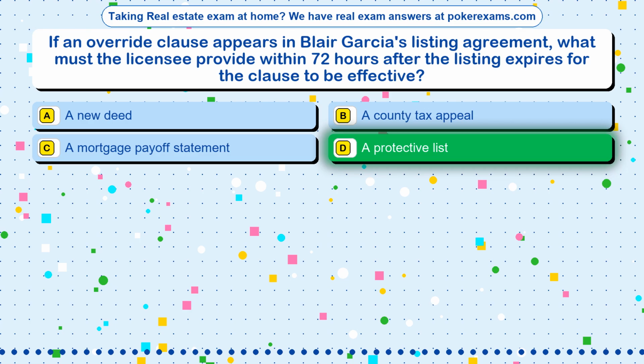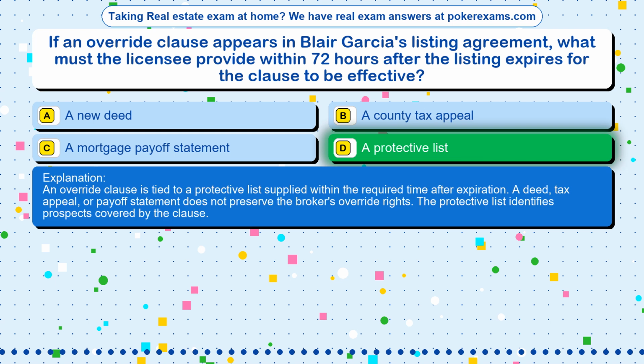The correct answer is option D, a protective list. An override clause is tied to a protective list supplied within the required time after expiration. A deed, tax appeal, or payoff statement does not preserve the broker's override rights. The protective list identifies prospects covered by the clause.